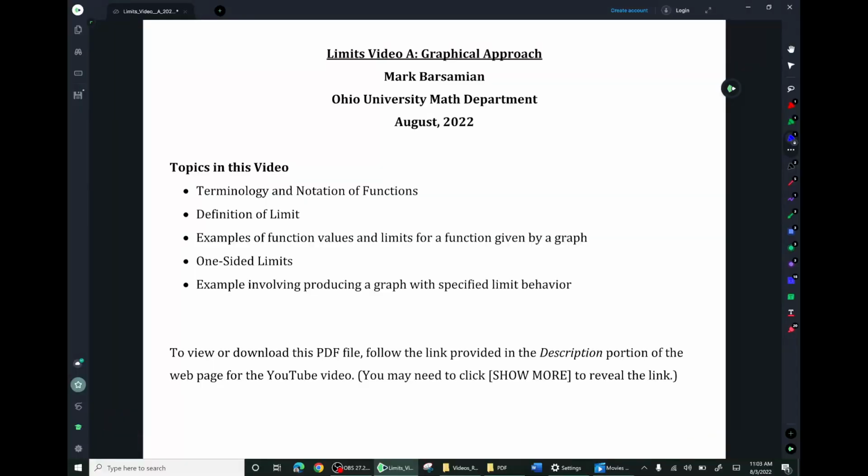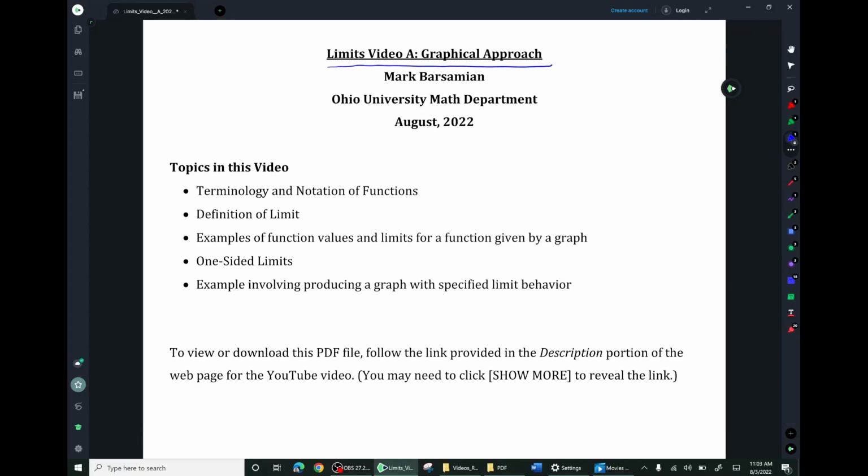In this first video, I'll be introducing what are called limits. We'll be taking what I would call a graphical approach to limits. That is, the functions that are involved are described by graphs, not by formulas. Okay, here we go. Limits Video A, a graphical approach.